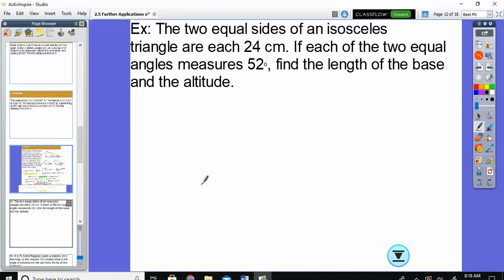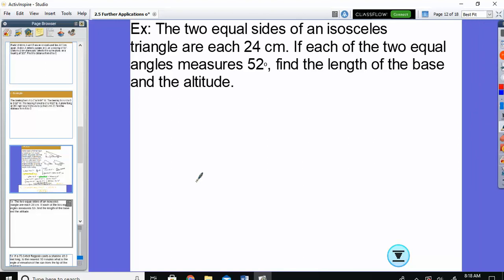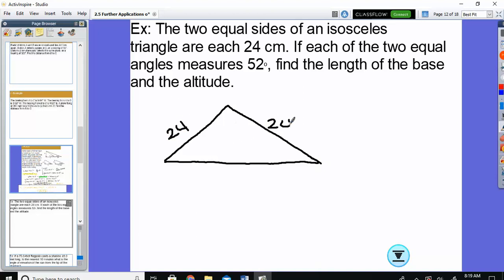So we have the two equal sides of an isosceles triangle are each 24 centimeters. What's an isosceles triangle? Okay. Is it a right triangle? No. So these are both 24. If each of the two equal angles measures 52 degrees, find the length of the base and the altitude.